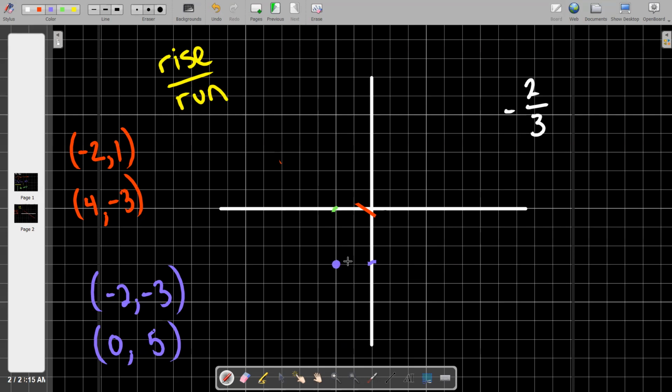And then how do I get to the point 0, 5? Yeah, you just go up 5, right? So like you don't go right or left at all, do you? You stay on the y-axis and go up 5. Good. So I'm going to start back at the origin and head up 1, 2, 3, 4, 5.